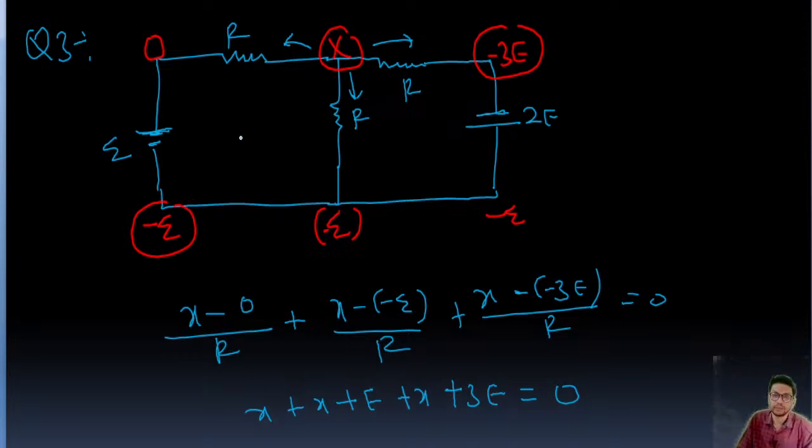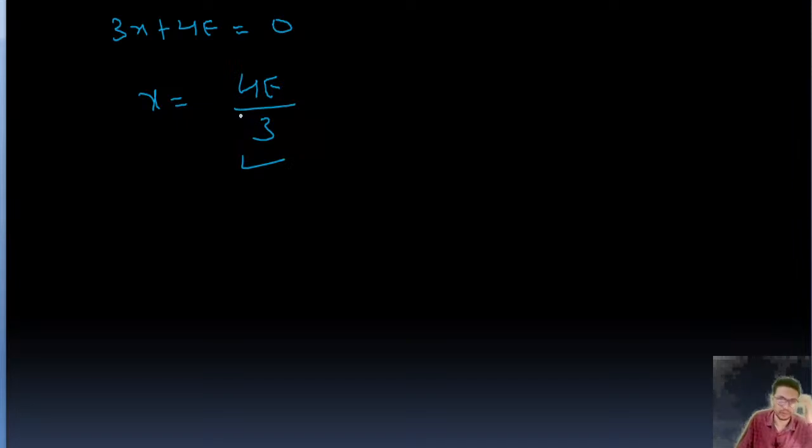It's simple. If we have to find I1, we can say x minus 0 upon r, and the x value we have already, 4e upon 3, right? This is the nodal analysis, guys. Now the next question we are going to do. There are different types of questions, guys, so you have to be careful how to choose voltage and how to use this analysis. This is important. Next question, guys.